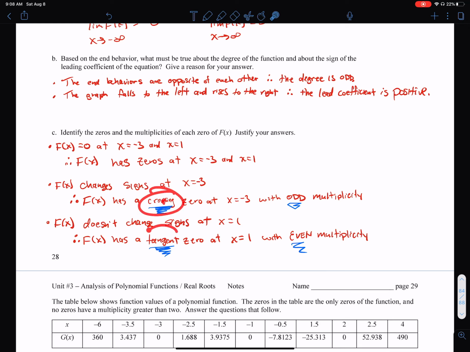This word crossing and this word tangent, they are important. It's crossing because it's changing signs. It's tangent because it doesn't change signs. Originally, when I wrote this, I wrote it as two different sentences. F of x crosses the x-axis at x equals 0. And then I said that 0 has an odd multiplicity. Well, I combined this into one sentence by just making crossing an adjective, tangent an adjective. Those words are important.